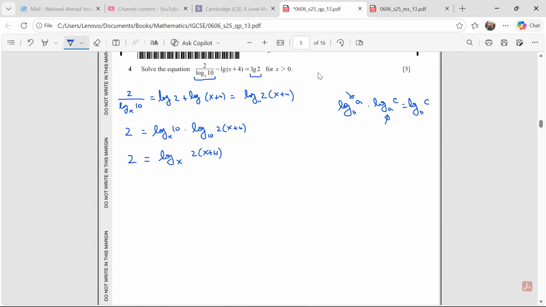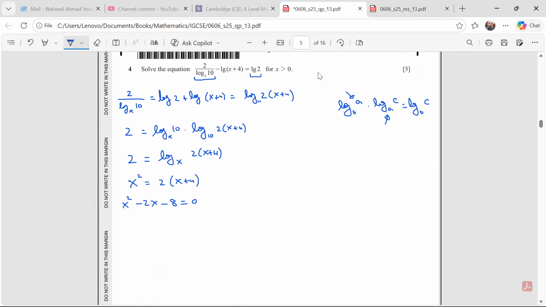Now, if I convert this from logarithmic form to exponential form, it will become x to the power 2 equals 2 times x plus 4. So this will become x squared minus 2x minus 8.